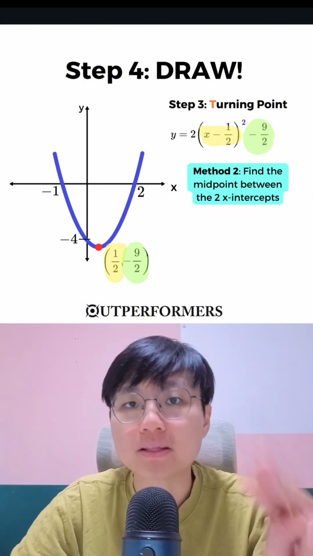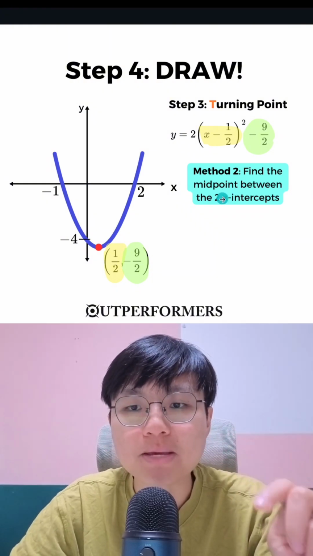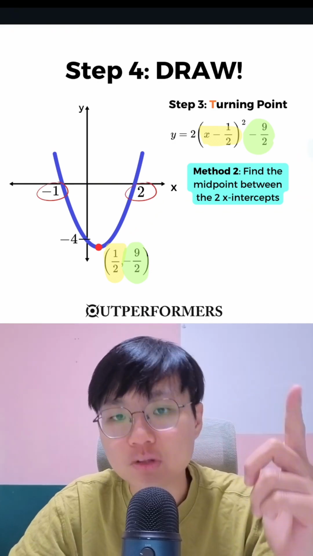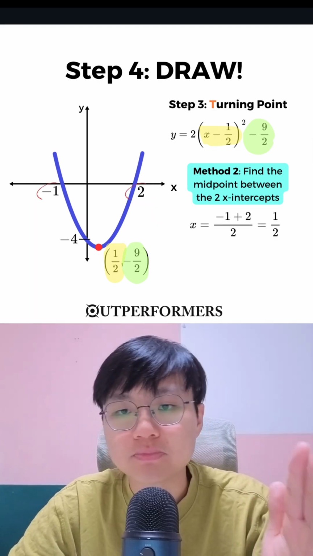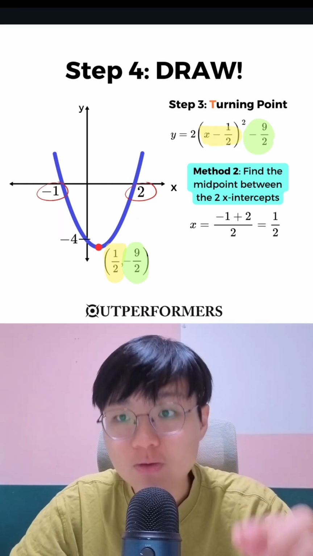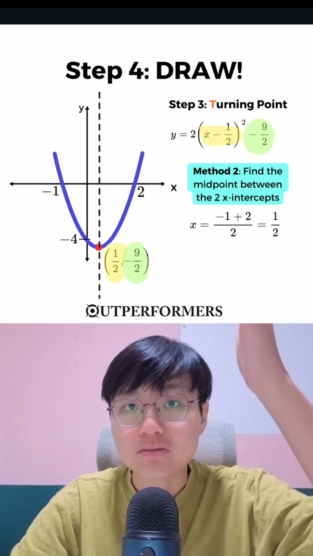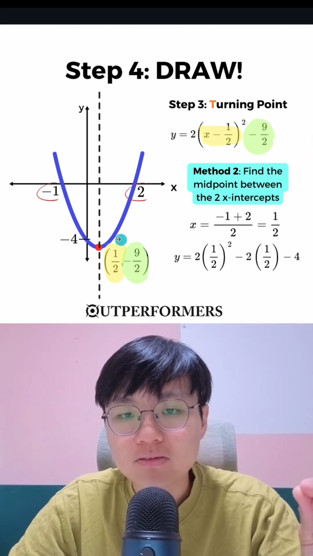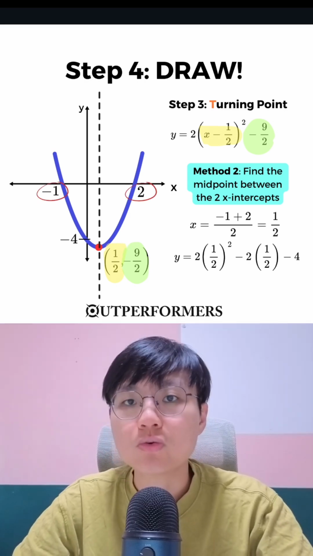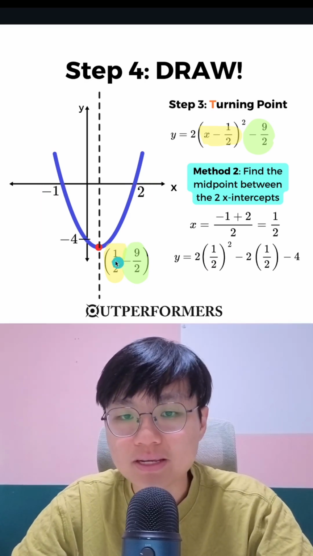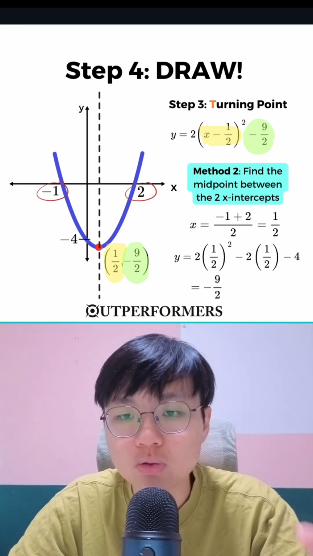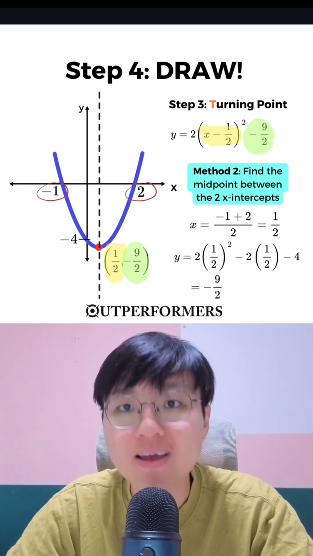Alternatively, we also have method 2. We can also find the midpoint between the two x-intercepts, negative 1 and 2. The midpoint is found by summing them up, negative 1 plus 2 over 2, to get half, which is also your line of symmetry. The line of symmetry also coincides with your turning point, half here. And you can just end off by subbing in your half, x equals to half, back into your curve equation to get your value of negative 9 over 2.